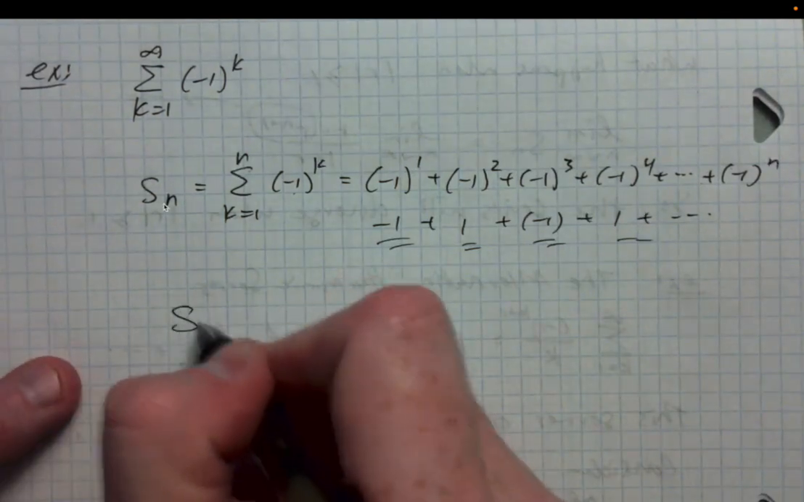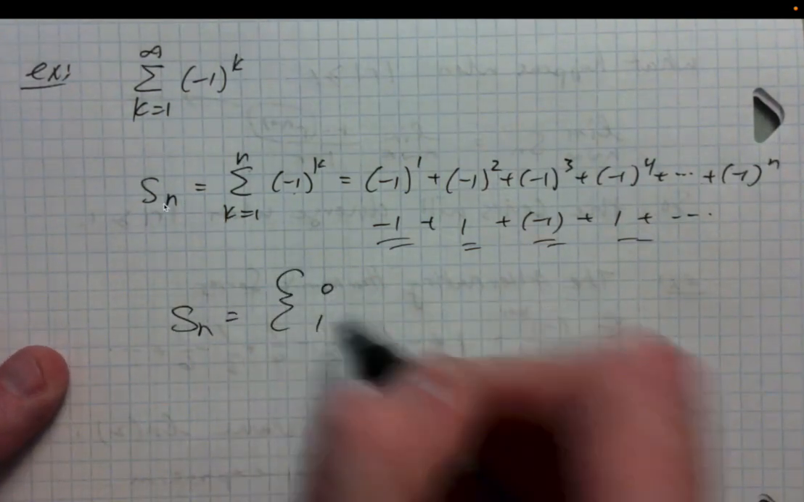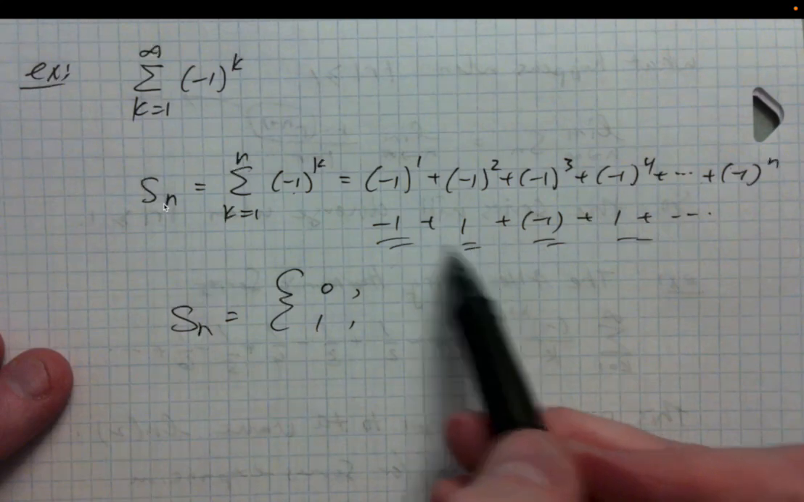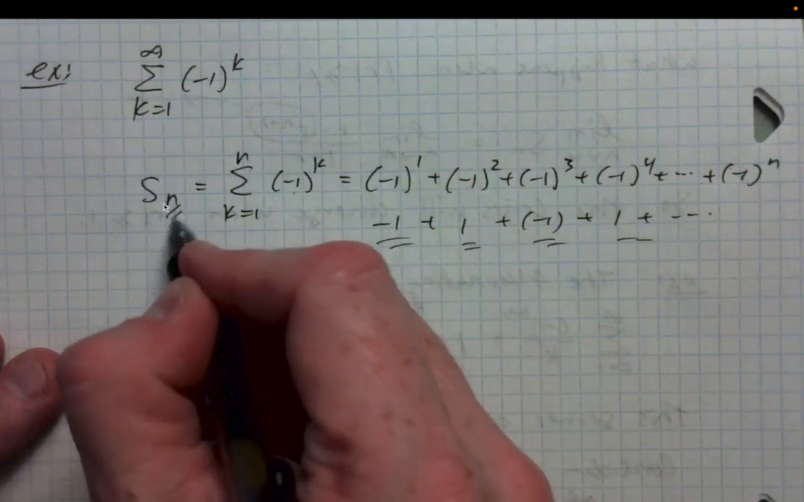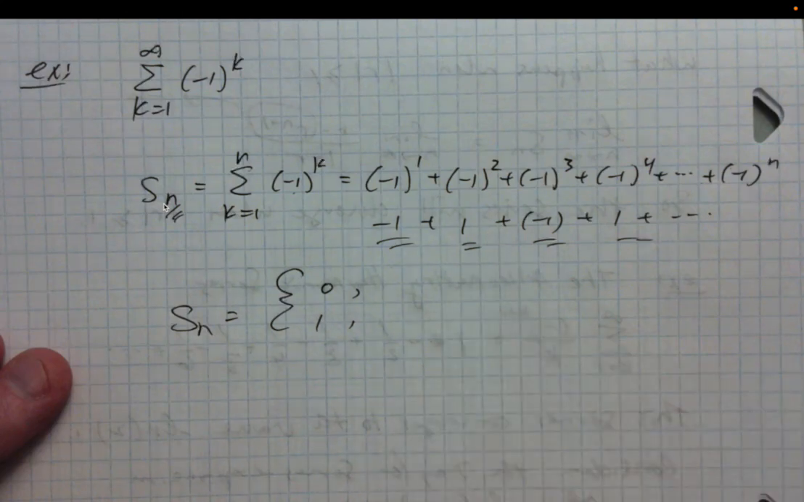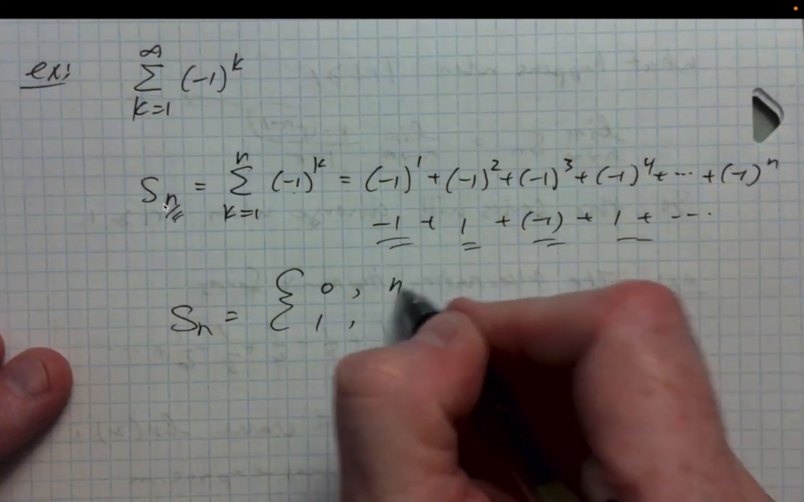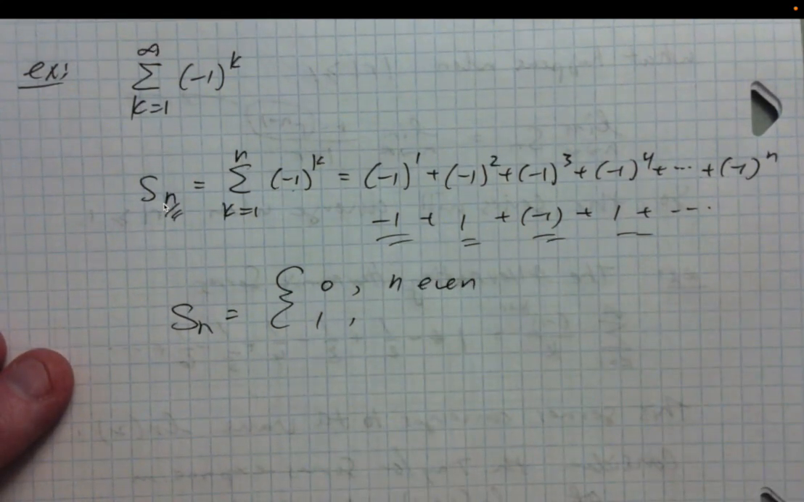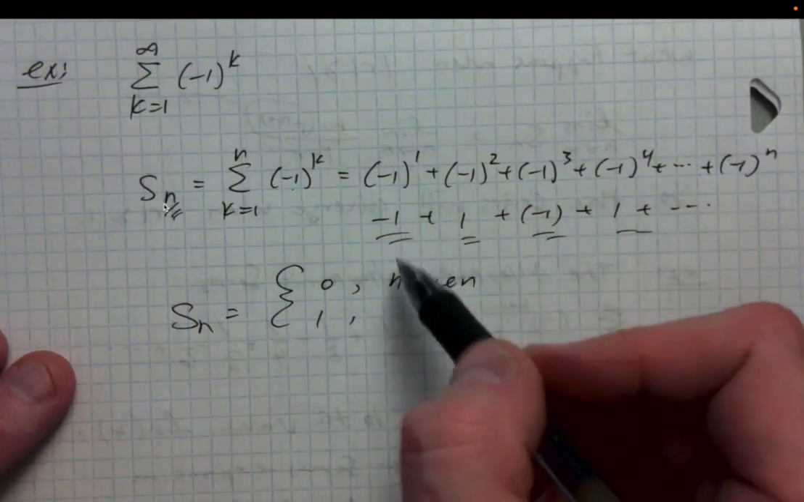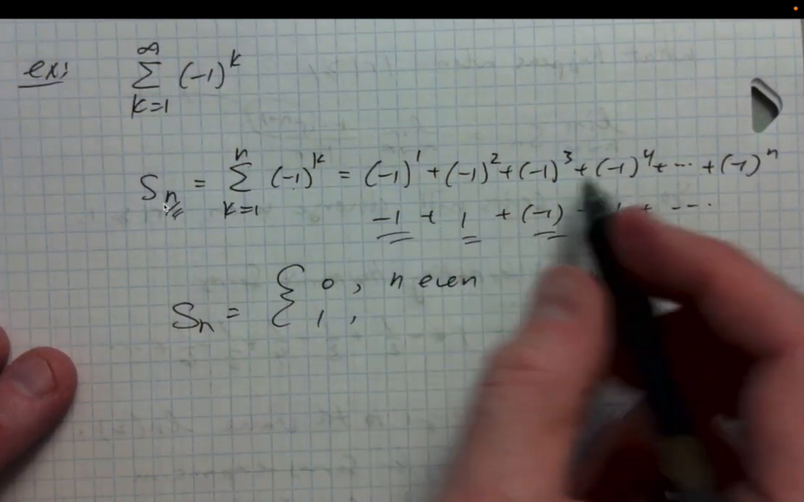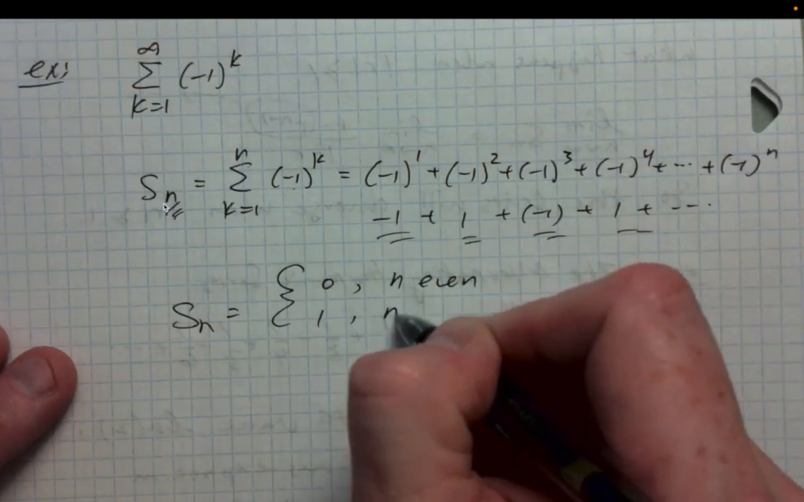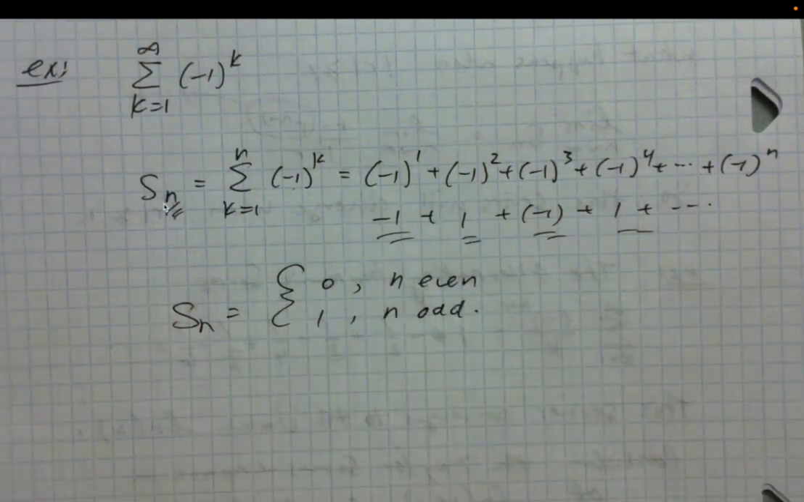And so basically S of n is equal to either 0 or 1, right? It depends on where the series ends. It depends on whether n is odd or even. If n is even, then the sum is 0. If n is odd, then you get -1 plus 1 minus 1, which is just -1. And so this series diverges.